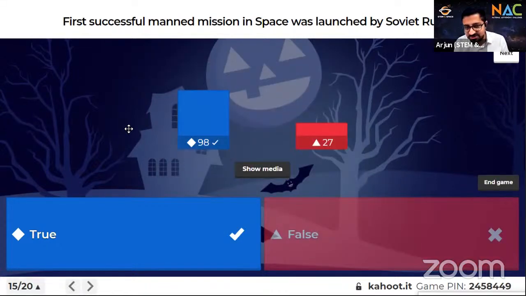Yes, it is true. And as 98 of you also say yes, like in the previous question only, we learned that Vostok was the spacecraft on which Yuri Gagarin first reached space. So that exactly is the first manned mission in space. And as you all know, it was sent by Soviet Russia. 97, 98 of you got it.